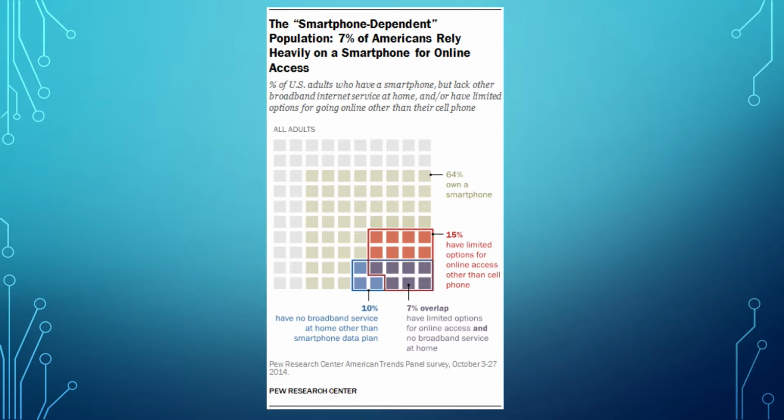This creates a 7% overlap of users who primarily use a smartphone to access the internet. In this age when everybody is mobile, it is important to employ good elements of design in the creation of mobile websites and applications. In this presentation, I will review some basic design principles for mobile pages and some uses for different mobile applications.